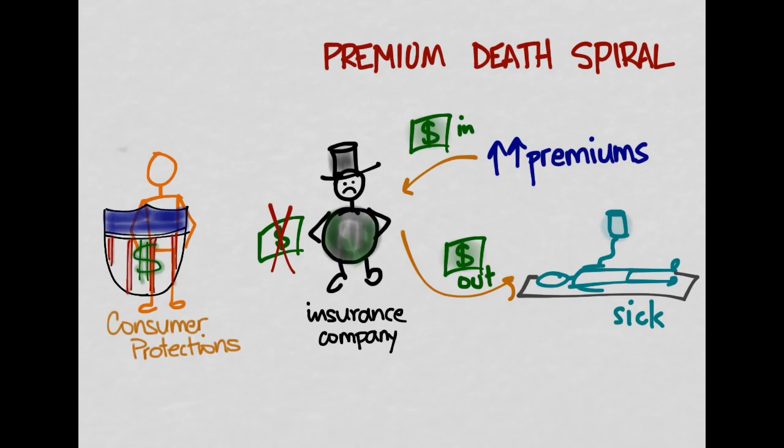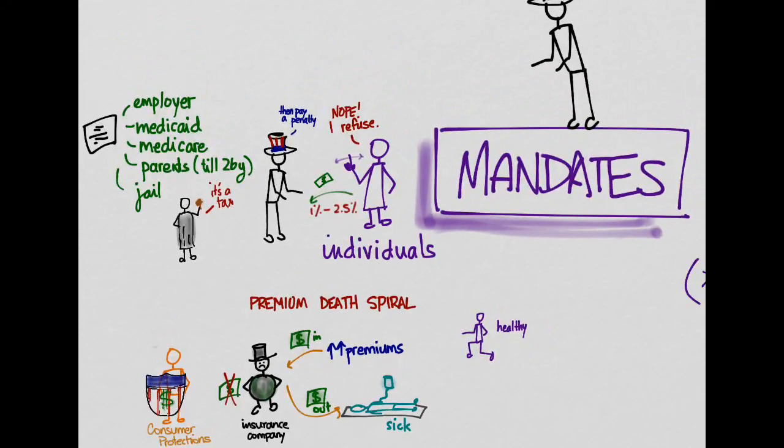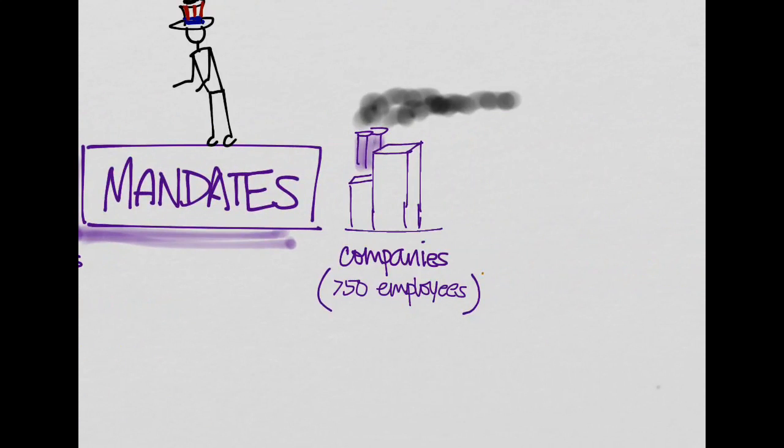So this individual mandate is really only half of the picture. The other half is the employer mandate. And what the employer mandate says is that any company that has more than 50 employees needs to buy insurance for all of its employees. So for those companies who had previously not been getting insurance for their employees, they've got to buy a lot more policies, and of course that's going to cost them a lot of money.